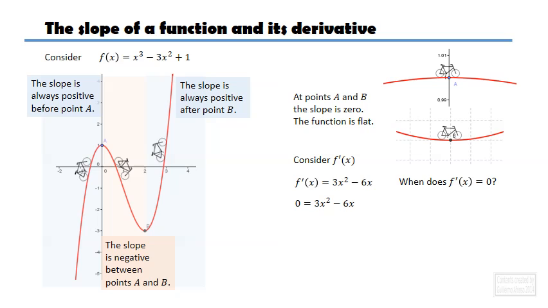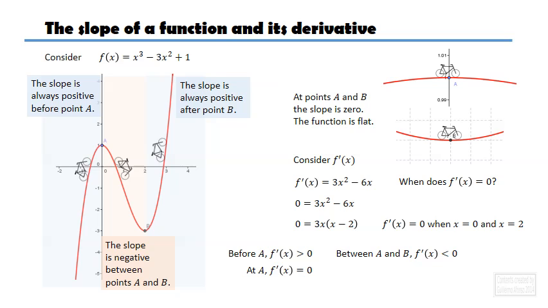I just substitute 0 equals 3x squared minus 6x, and I clear out the equation, and I realize that's going to happen when x equals 0 and x equals 2. So those are going to be the points that have the slope change. So before A, f prime of x is going to be bigger than 0. At A, the derivative is going to give me 0. Between A and B, the derivative is going to be smaller than 0. And at B, the derivative is going to be equal to 0. And after B, the derivative is going to be bigger than 0, just like the slope.